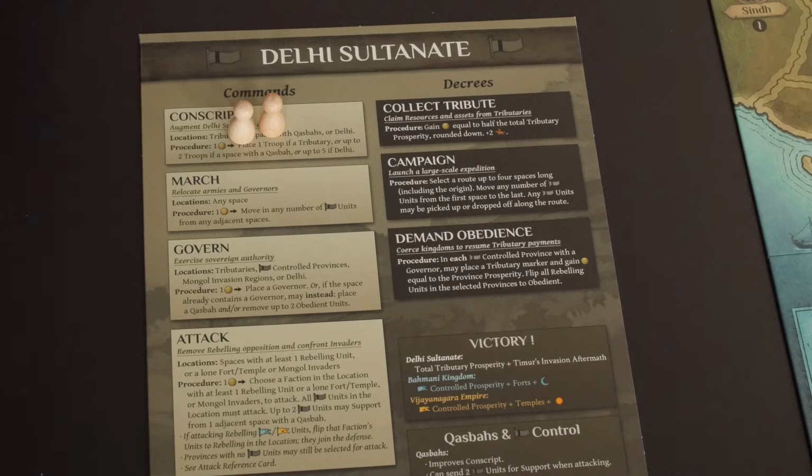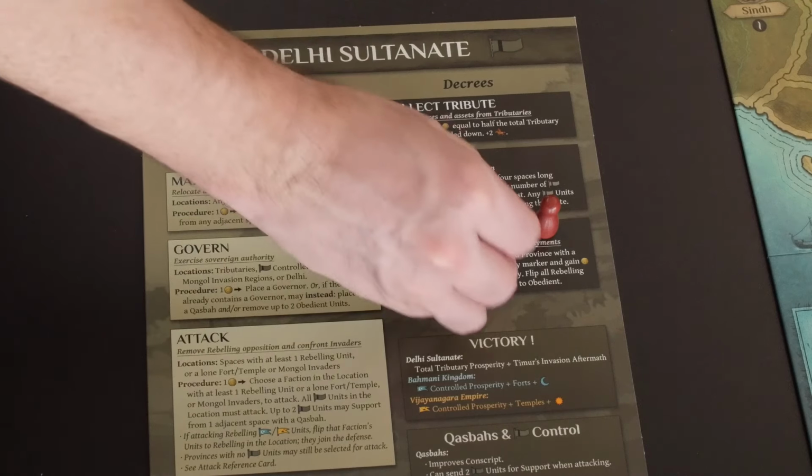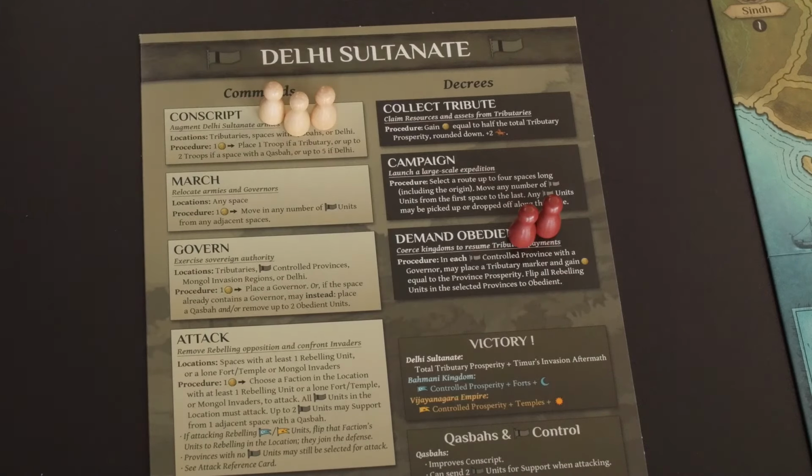Players can use these pawns, which help keep track of where the faction is executing the actions. You can use the white pawns for the commands and the burgundy pawns for decrees.